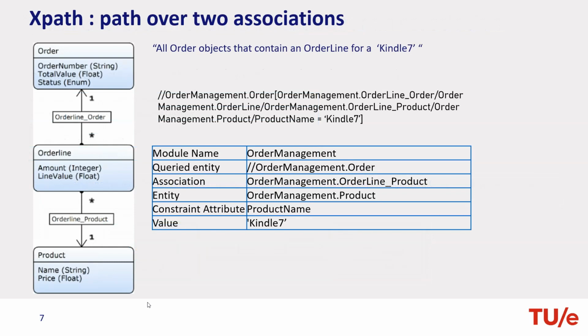We can add as many nodes as required. Here's an example query to return all order objects that contain an order line for a Kindle 7. When executed, this expression returns the orders based on a criteria that applies to the products of the order lines of the orders. As you can see, this involves linking the order entity to the product entity over a path that includes two association nodes.